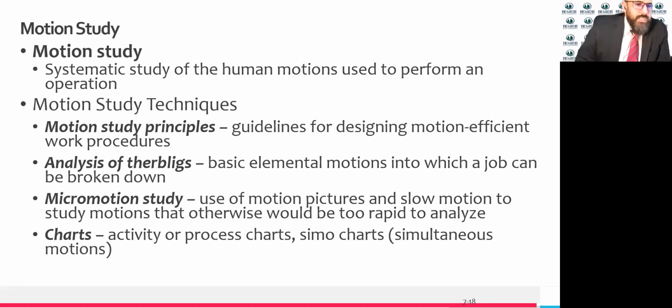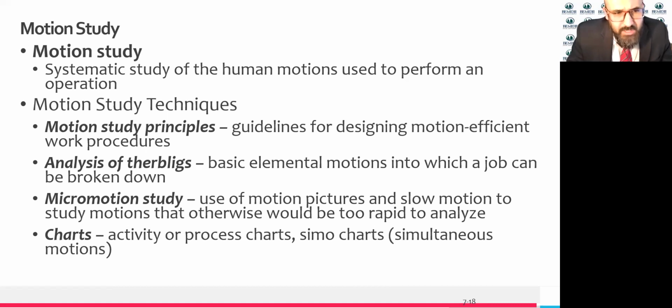All right, so let's take a look into what we have here about the motion study. Motion study is the systematic study of the human motions, movement, right hand, left legs, and so on, used to perform an operation. There are different types of motion study. Number one, motion study principles. These are basically guidelines for designing motion-efficient work procedures.